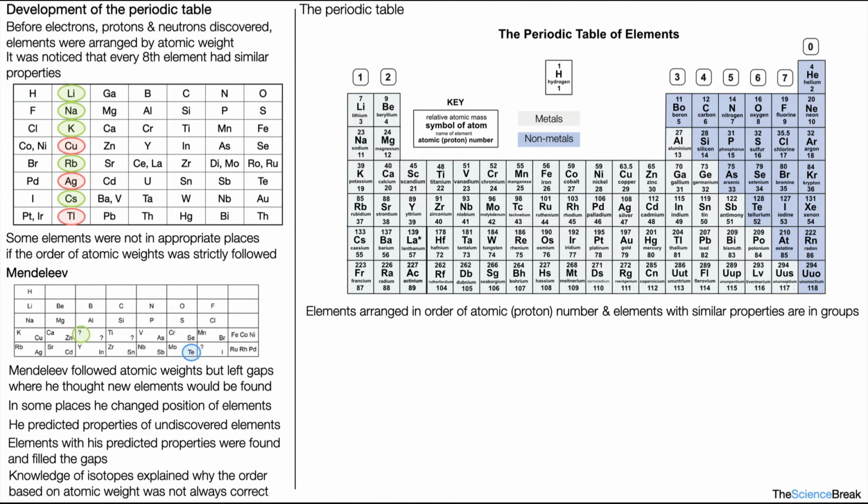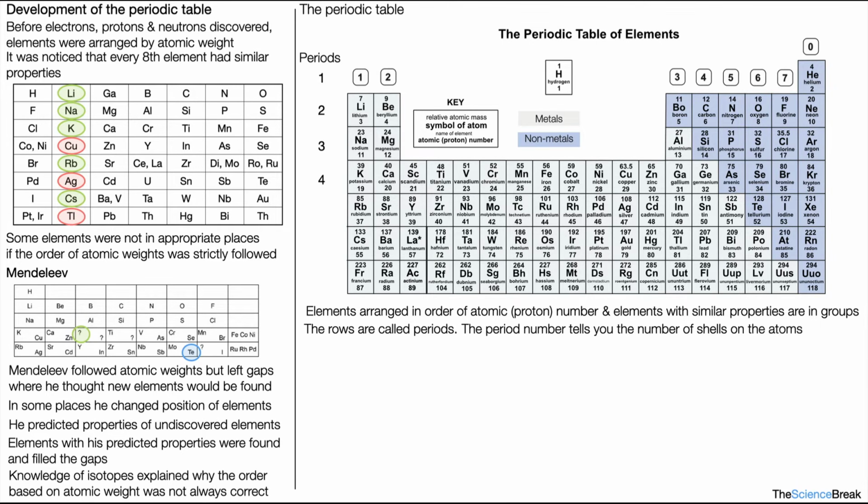We also have elements with similar properties in groups. Here is group 1, here is group 2, group 3, group 4, group 5, group 7, and group 0 at the end there. The rows are called periods. Here is period 1 right at the top. It contains only 2 elements. So that's period 1. Then we have period 2, 3, 4, and so on.